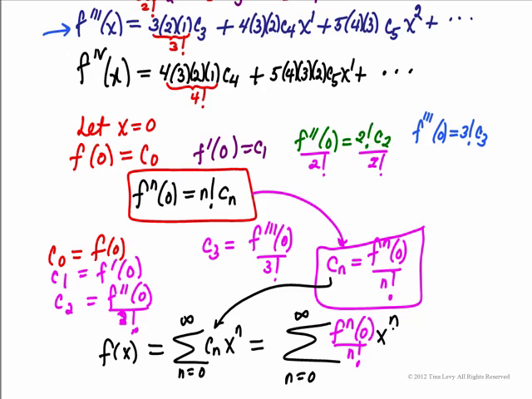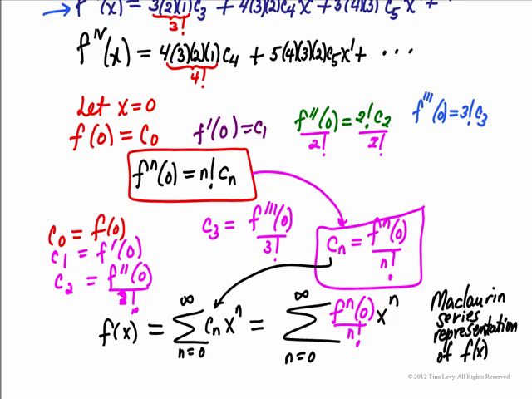And this is known as the Maclaurin series representation of the function. What we have done is we have created a new way of writing that function, and it's an infinite series. We'll go on to the next page.